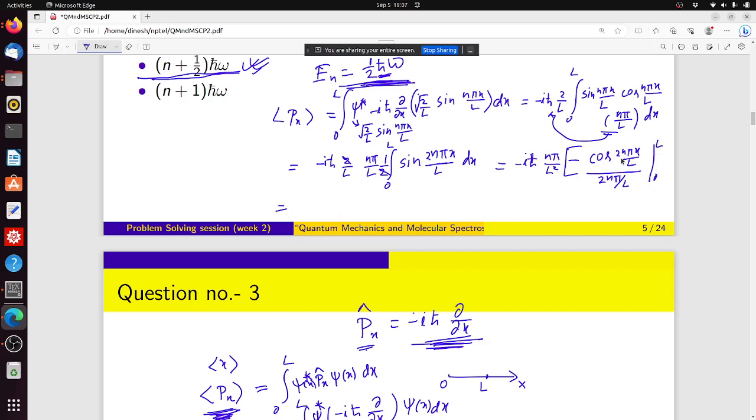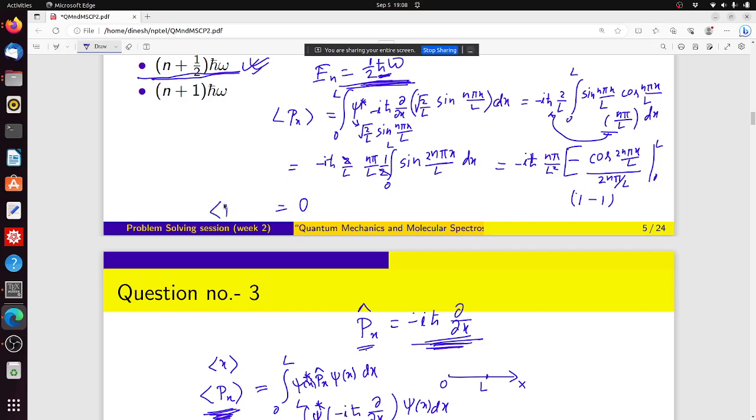Okay, so if I put the upper limit L, what will happen? I will get cos 2 n pi. Okay, so cos 2 n pi is 1, right? Whatever the value of n, it does not matter, it will always come as an integer multiple of 2 pi. So cos 2 pi effectively. So it is 1. Then if I put 0 also, then it will be 1, right? Minus 1 if you take out. So it will be effectively 1 minus 1. So the value will be 0.